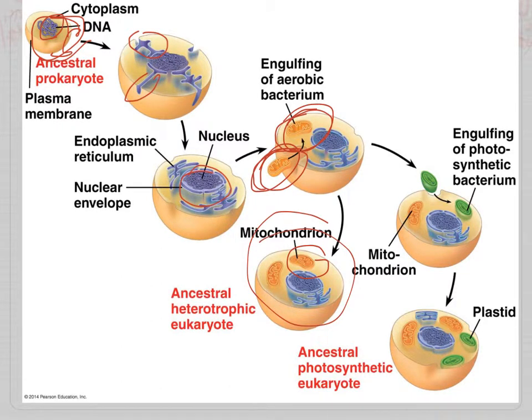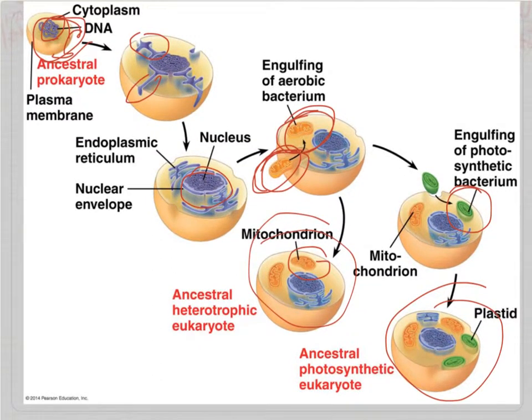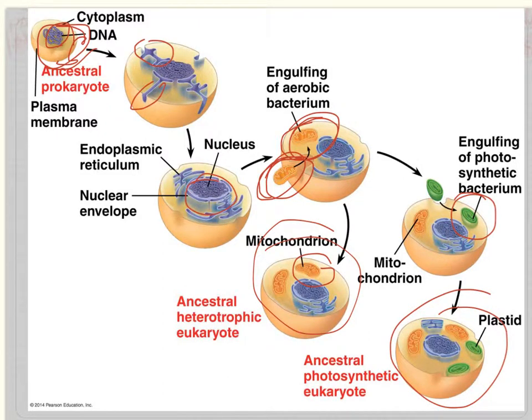And then if that cell also would have engulfed a photosynthetic bacterium, like in algae, then we would have had a plant cell or a eukaryotic cell that had plastids or chloroplasts and other organelles. So we started with just the prokaryotic cell up here, and then made our way all the way down to animal-like cells here and plant-like cells there.